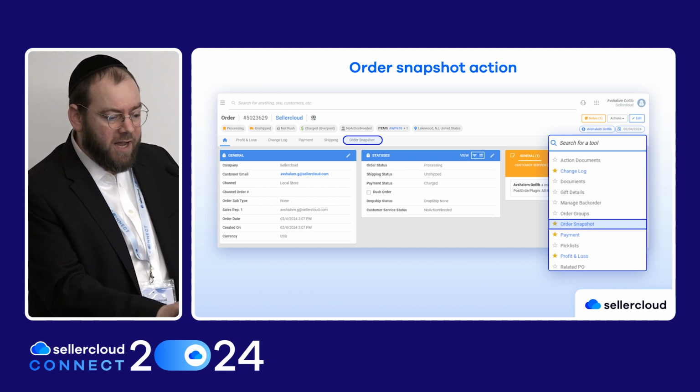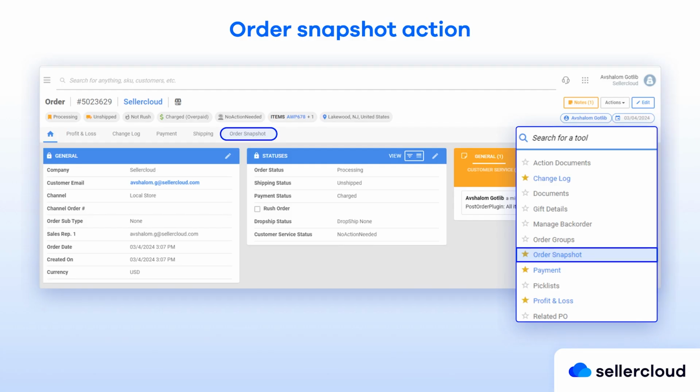So how would I be able to see where this original order went? All these products from the original order, can I see them all in one place? So for that, we use the order snapshot. You can find the order snapshot in the toolbox drop down on the order details page. Of course, once you start it, it'll show up in your tab list.